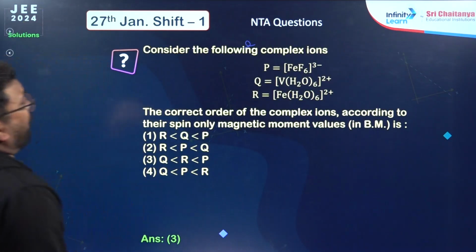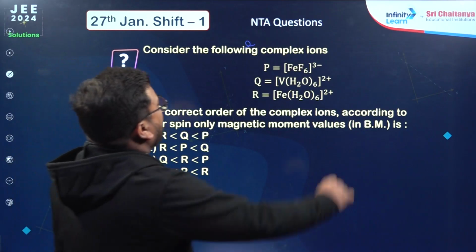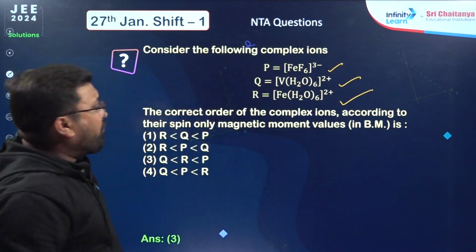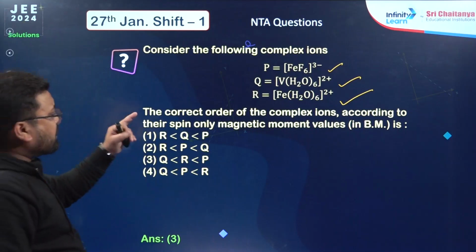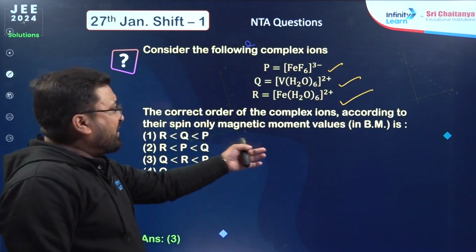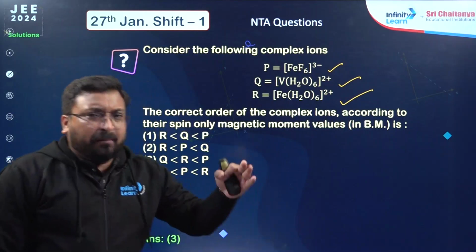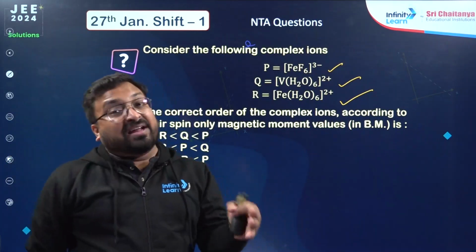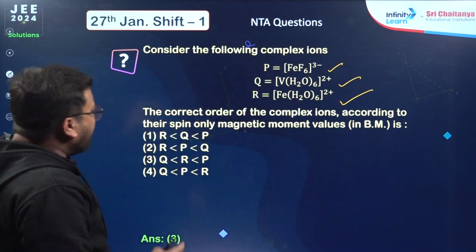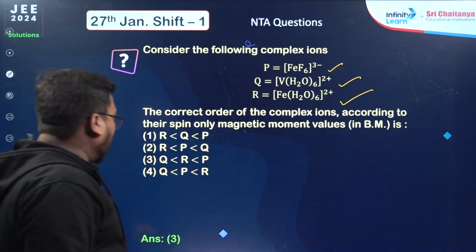So consider the following complex ions. This is P, this is Q, and this is R. The correct order of complex ions according to their spin only magnetic value. Once again, I think you have already solved one question, but in that question the configuration was directly given, but in this question you have to just calculate. Once again, this is a very easy question, try to calculate it.